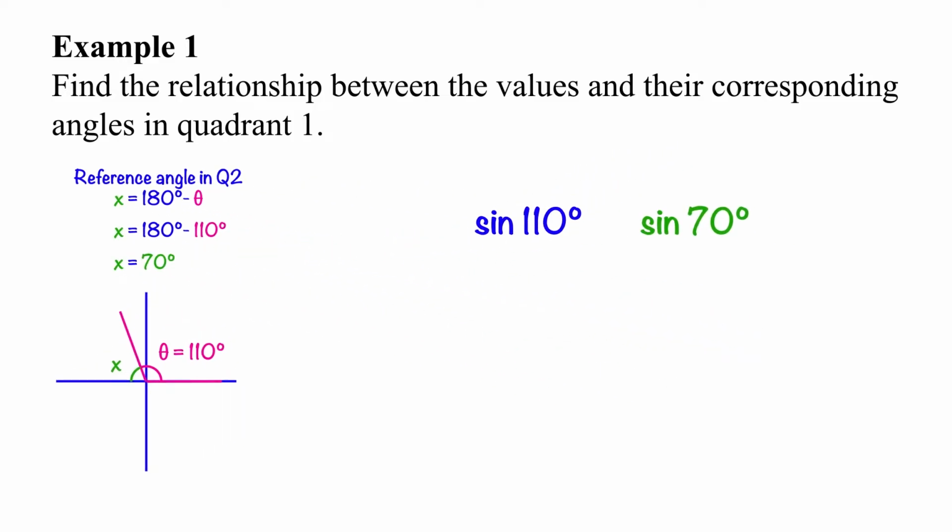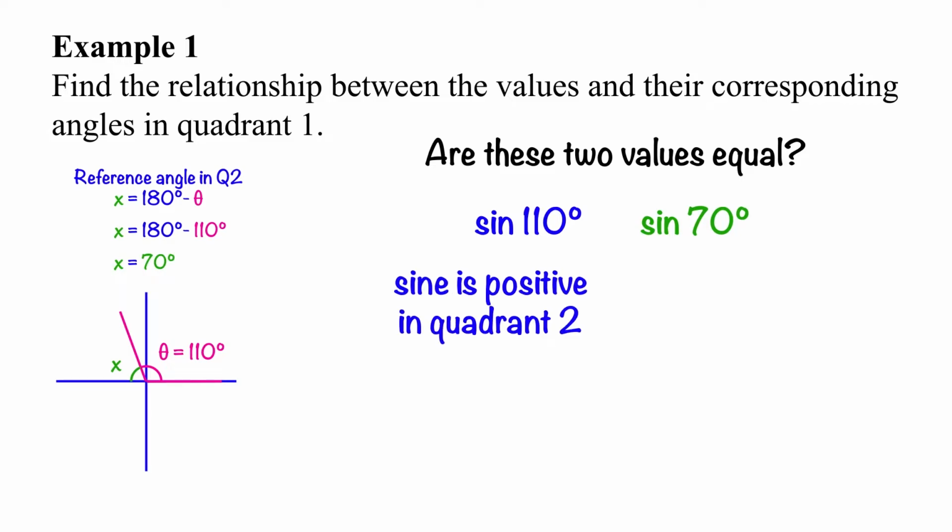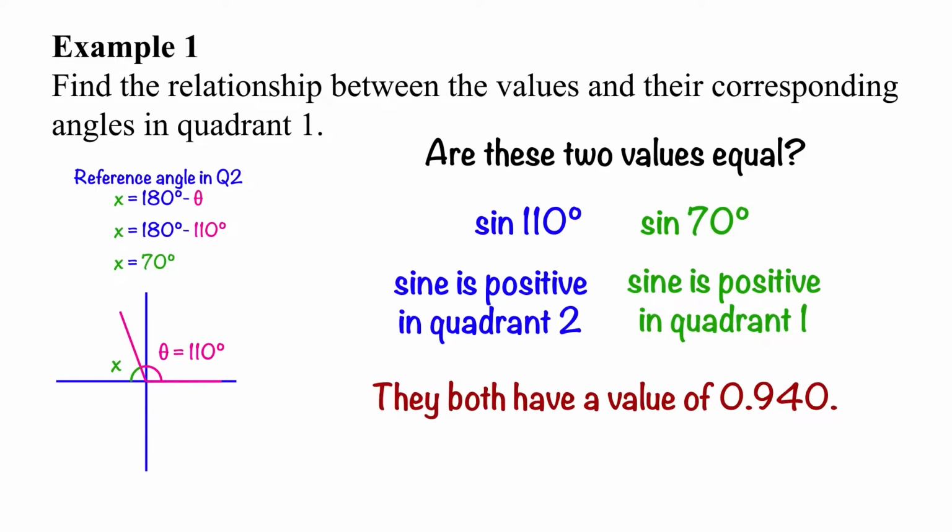Once we find the reference angle, we need to determine if the two values are equal. We know that sine is positive in quadrant 2 and in quadrant 1, so the signs are the same. If we put the values in a calculator, we get a value of positive 0.940. So sine 110 degrees is equal to sine 70 degrees.